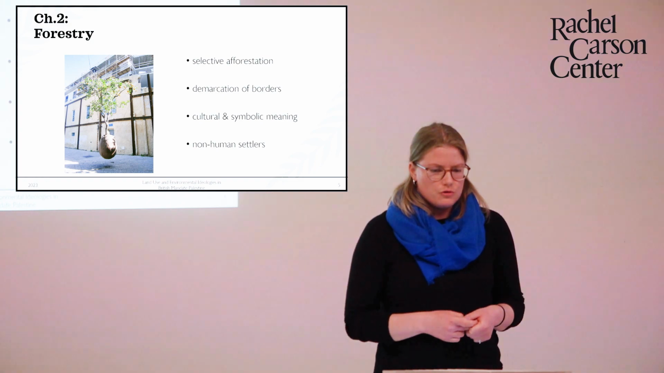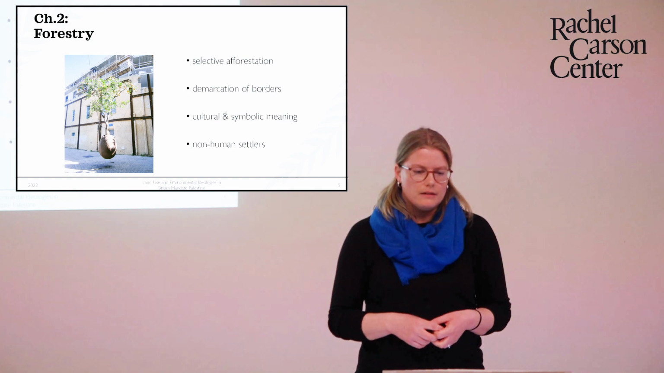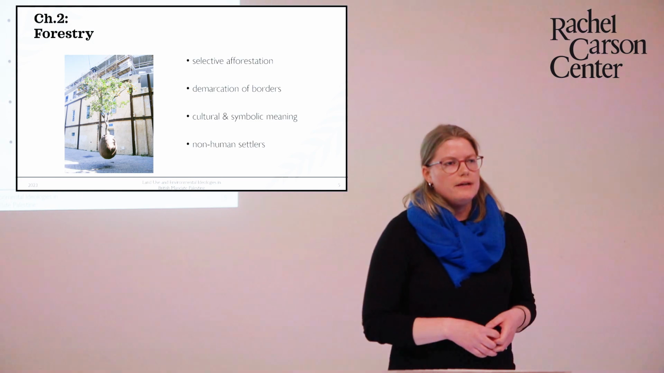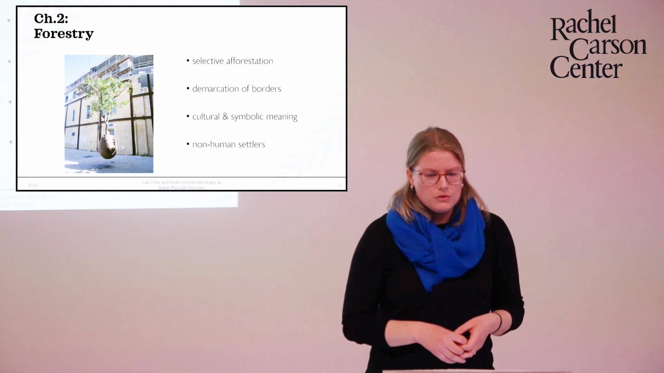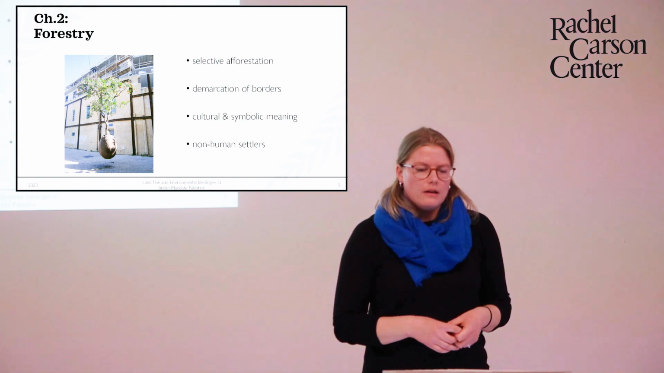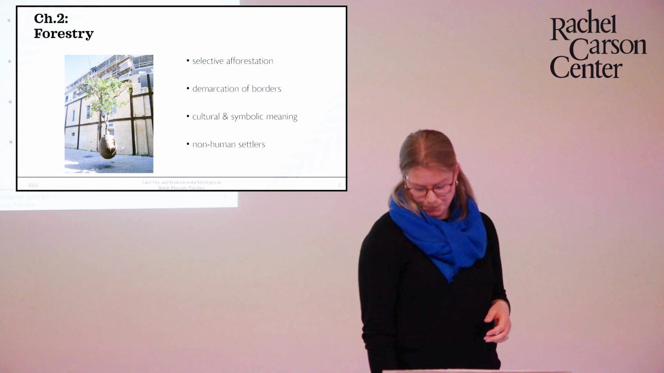By focusing on trees, this chapter shows how plants can carry cultural and symbolic meaning, and how they can be used to make political claims or support an ideology. It also shows how a settlement project does not consist of its human agents only, and in which ways non-human settlers can be impactful as well.